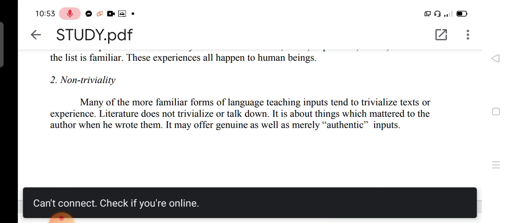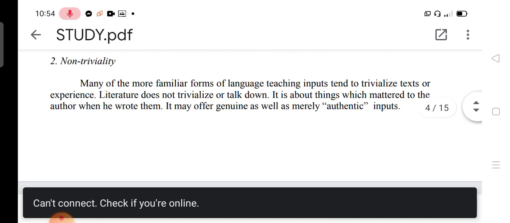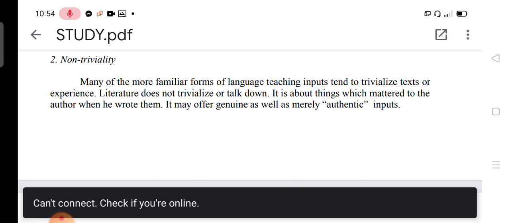It is about things which mattered to the author when he wrote them. Every word put into writing by the author has a particular reason or meaning why they put it there. It may offer genuine as well as merely authentic inputs. That's why it's very authentic. A certain decision why you use in and into and on has a meaning. Using a different spelling, for example, climbing, instead of climbing, we use climbing. There's also a reason why the author chose that particular word rather than the other.